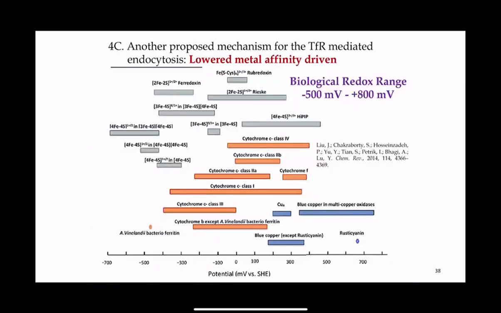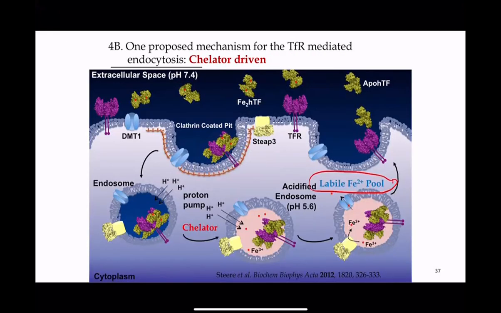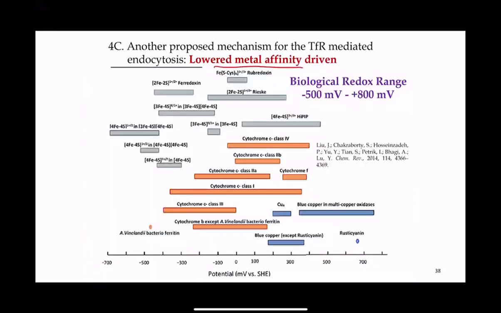All right, so let's look at another possibility of how the iron is released. So this possibility is driven by a lowered metal affinity. So what's driving the lower metal affinity? Here we're going to focus a little bit on the reduction potential, the capacity of the iron to get reduced to iron 2. So we already talked about how iron 2 has to form for it to get released from the endosome. But the question is, when does it get reduced to iron 2?